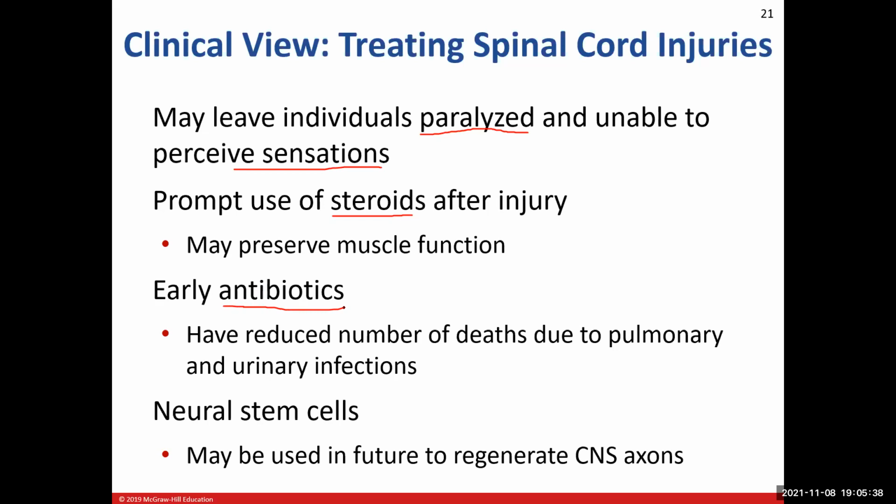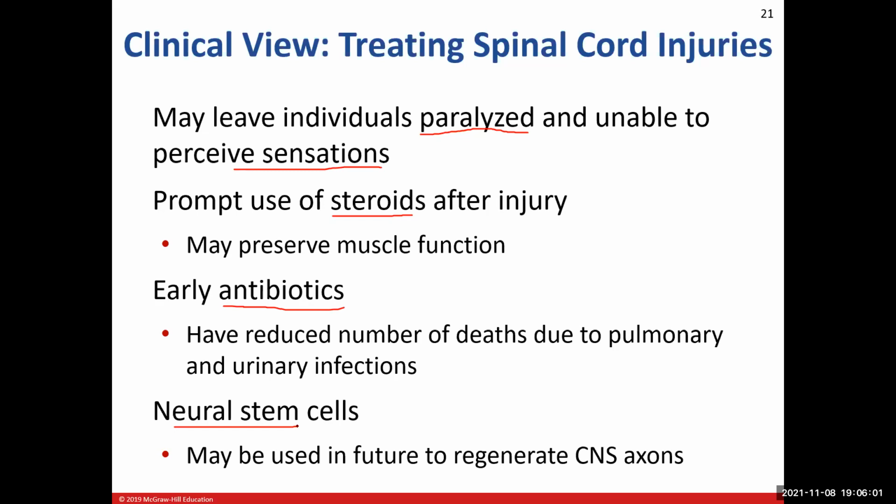These folks that have spinal cord injuries are notorious for getting pneumonia. And of course, we've been messing around with stem cells, and there are some techniques that are being used more so outside the US, in which they're trying to regenerate the damaged cells, specifically the axons.